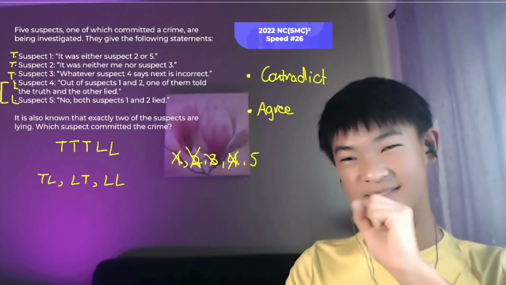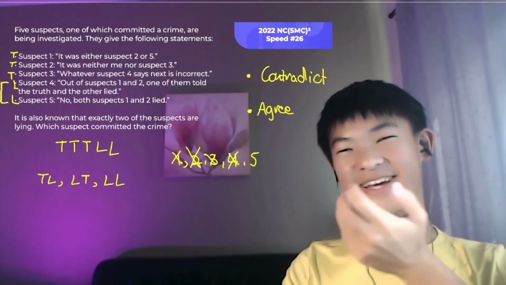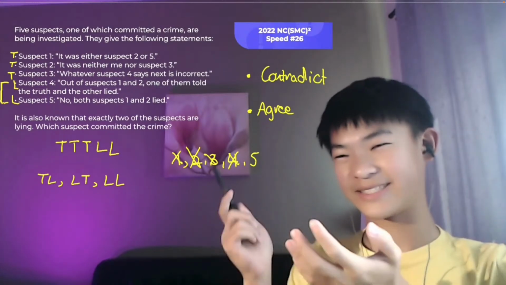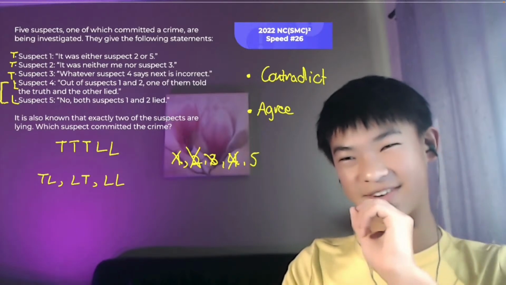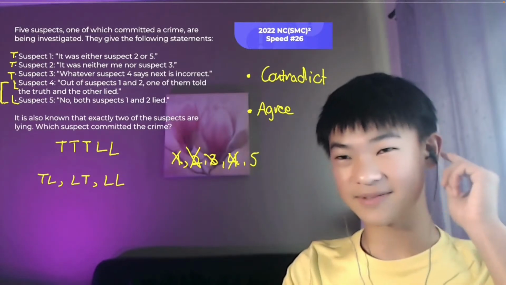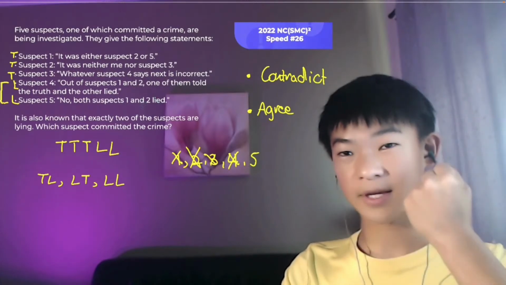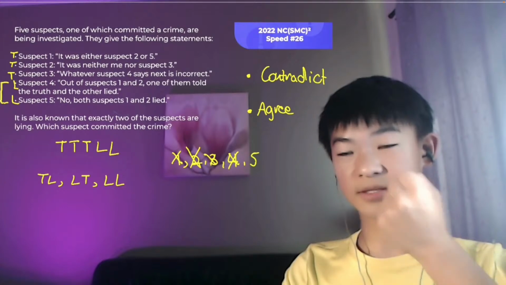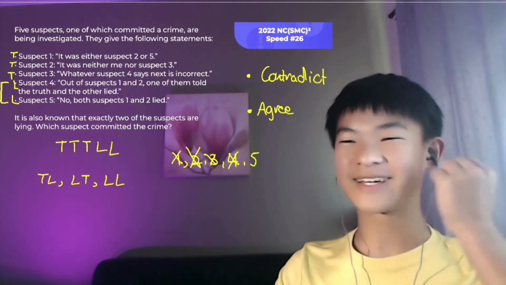But let's check suspect 3 one more time. Whatever 4 says next is incorrect. And since 4 is lying, that's true. And just to be sure, let's check 4 and 5 one more time. Out of suspects 1 and 2, one of them told the truth and the other lied. That's a lie. And then suspects 2 and 1 lied. That's also a lie. So the answer should be 5.